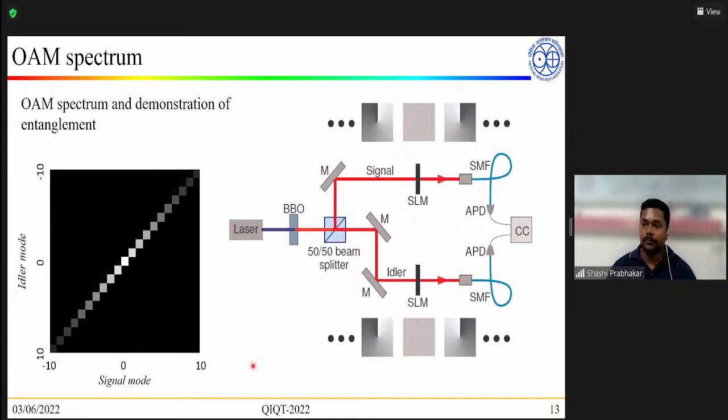This is one of the very basic experimental setups that one sees: a laser on a nonlinear crystal, which generates down conversion, which gives us two beams, signal and idler. We separate them using a 50-50 beam splitter. Depending on whether it is type 2, we can use a polarizing beam splitter, because the two output states are orthogonally polarized. Whatever signal and idler we get, we send to a spatial light modulator.